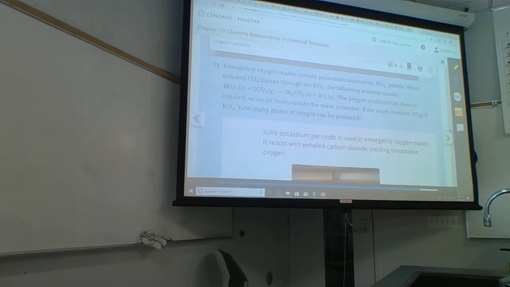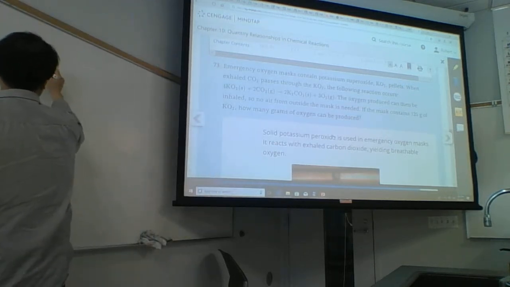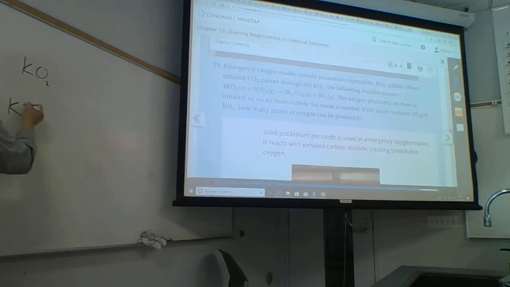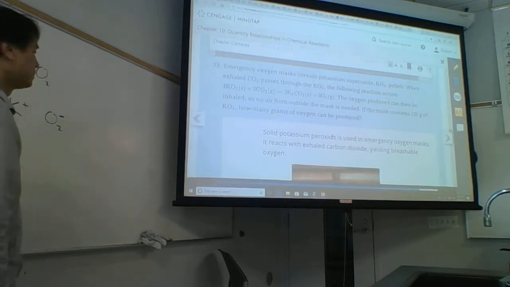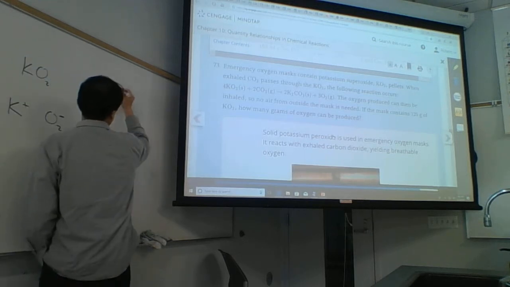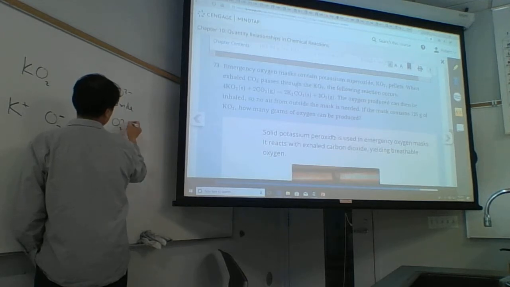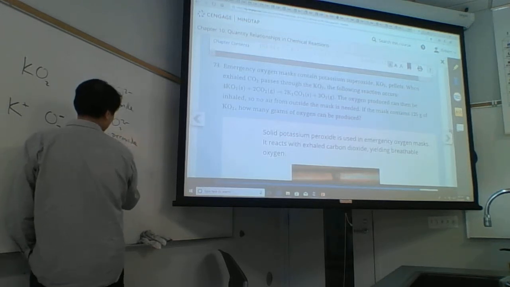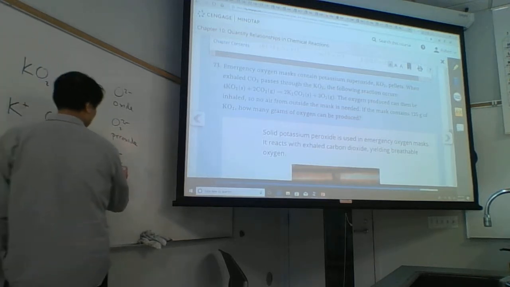Emergency oxygen masks contain potassium superoxide, KO2. What's the charge on potassium ions? Potassium ions are +1. Therefore, O2 must be -1. Oxygen is kind of interesting. We have O2 minus, this is oxide. We have O2 2 minus, which is called peroxide. And then we have O2 minus 1, which is called superoxide.